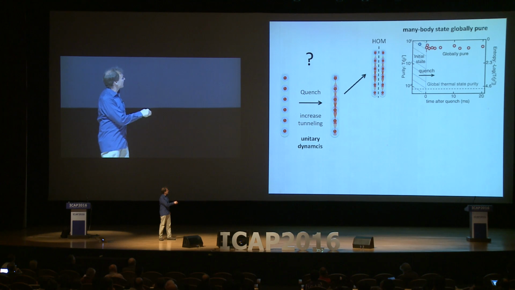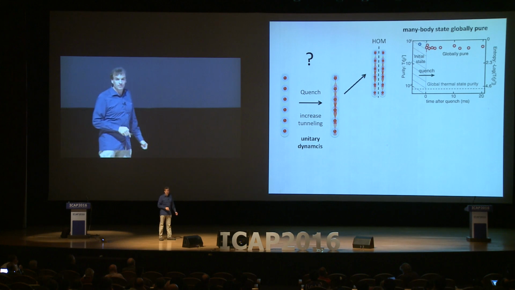So this is the time after the quench. This is the purity that I just measure as the parity at the beam splitter. Or I can express it as an entropy, which is minus log of the purity. And I see the purity is very close to 1, and it remains there. It remains a pure state.